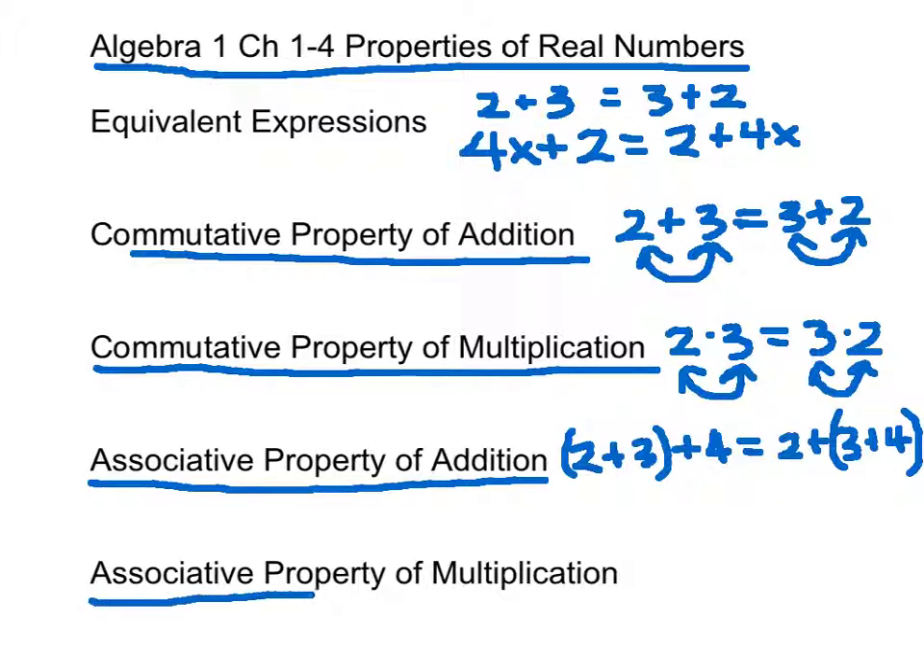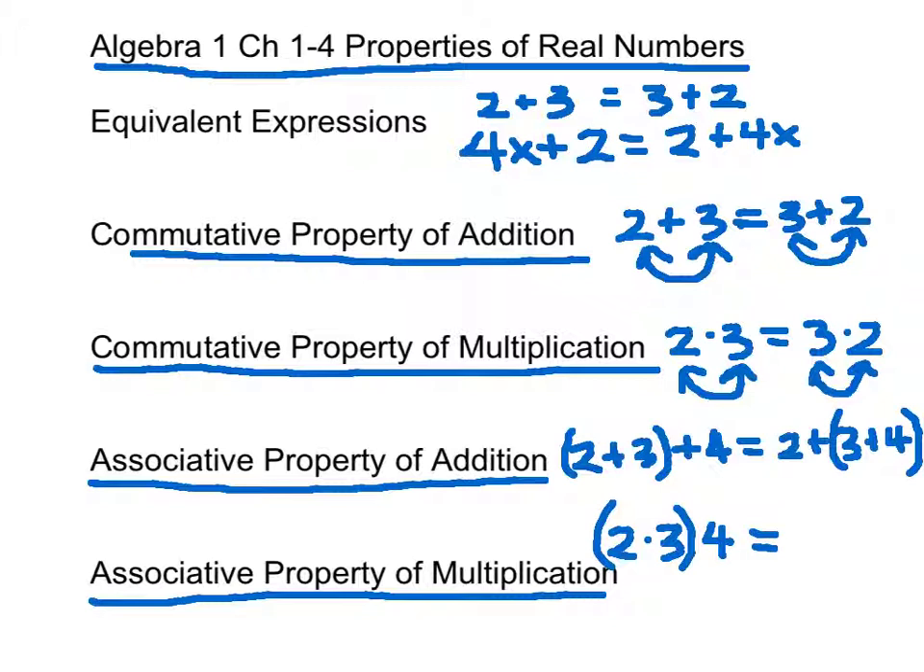For the last property here on the bottom, we have the associative property of multiplication. Again, it's the same idea. You might have 2 times 3 times 4, and the 2 times 3 might be in the parentheses, so what I'm asking you to do is 2 times 3, multiply those, so you'll get 6 times 4, which is 24.